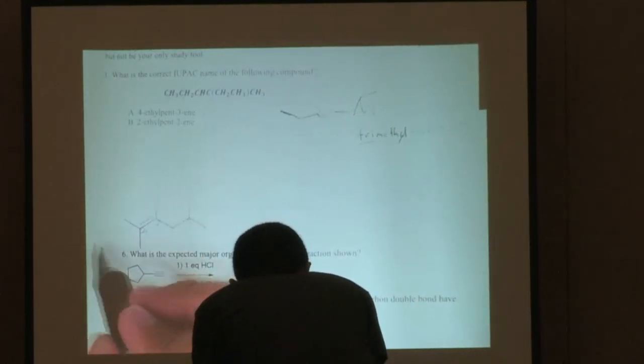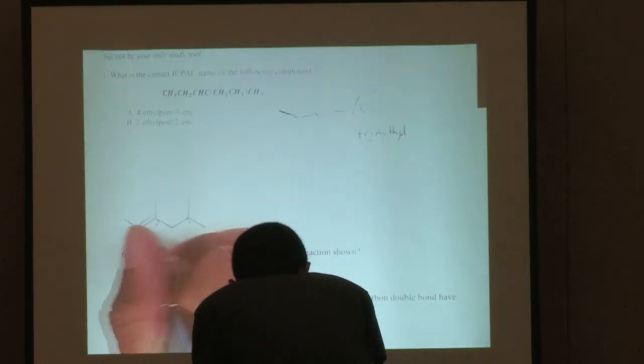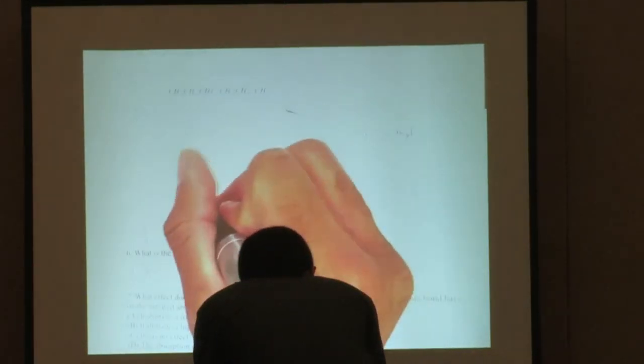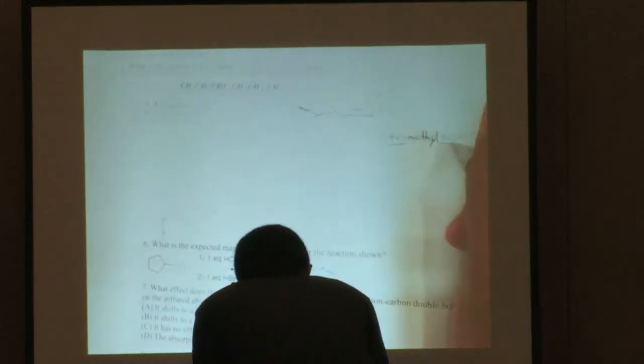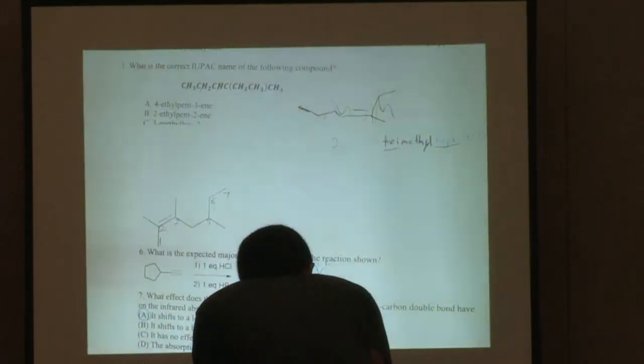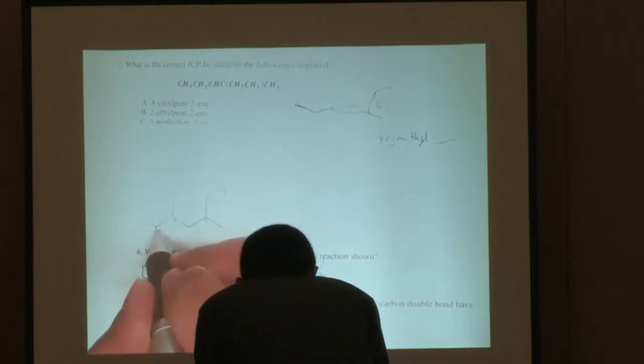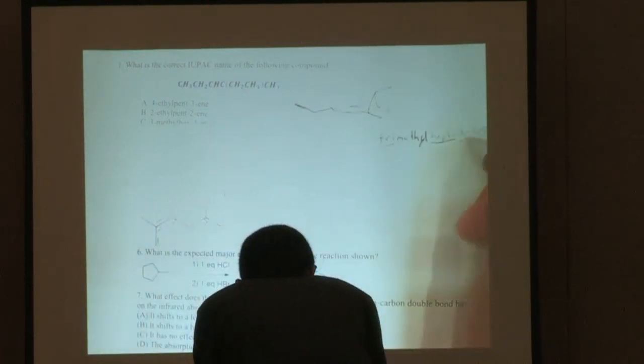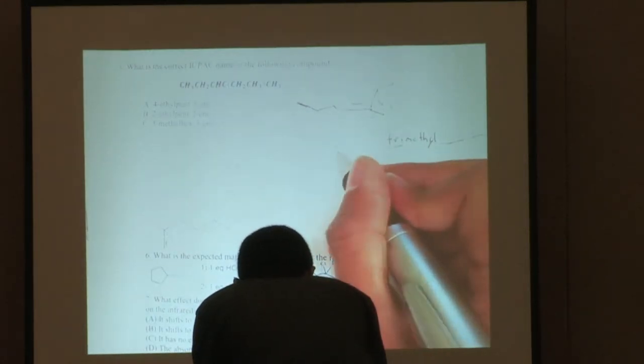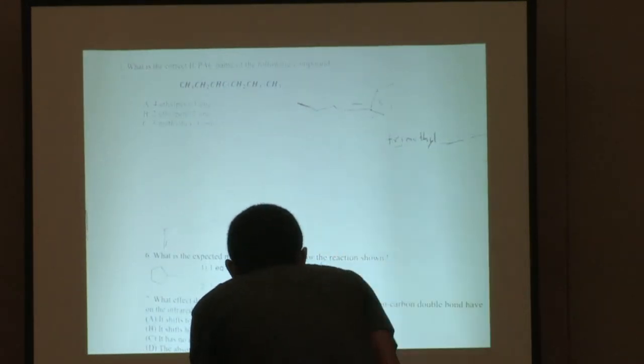And if you look at the longest chain, it goes 1, 2, 3, 4, 5, 6, 7, so you know it's going to be hept. And then on the second carbon, you have a double bond, so it's going to be 2-ene. And we noticed that 2, 3, and 5 is where the methyls were. So that's how you get the full name.